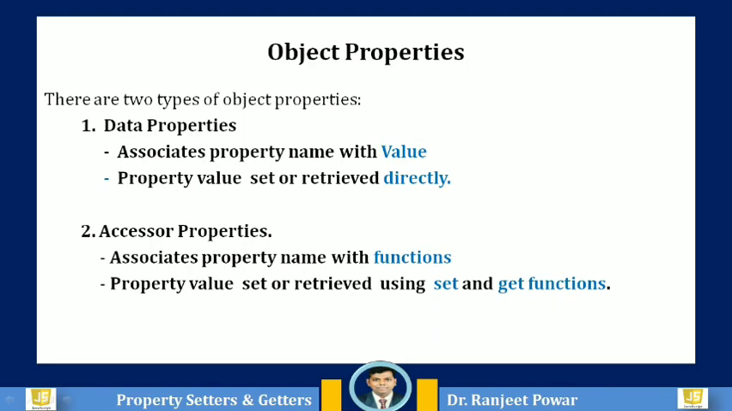Then the second one, a named accessor property, associates a name with one or two functions. Those functions are called accessor functions. A function that handles getting is called a getter. A function that handles setting is called a setter. The accessor functions are used to store or retrieve a value that is associated with a property.